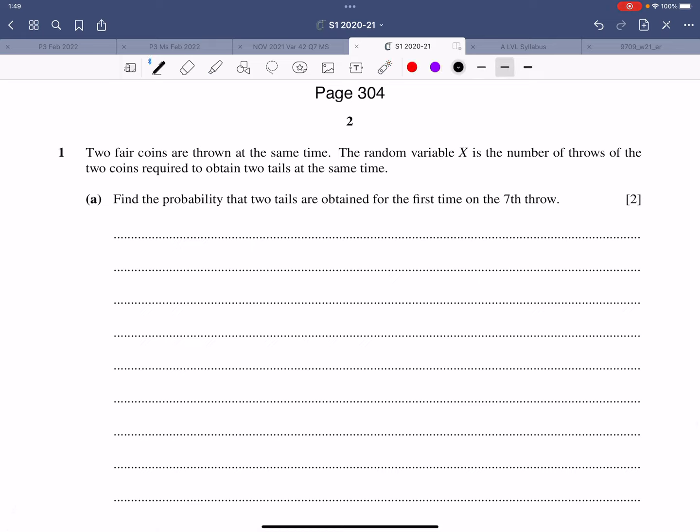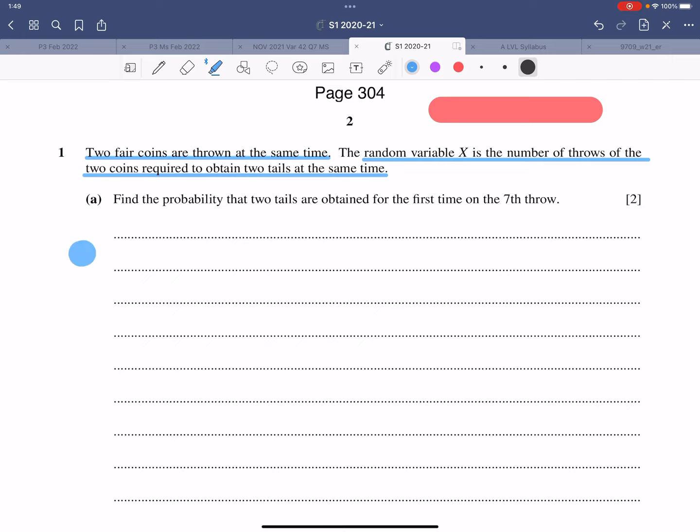The first question says, two fair coins are thrown at the same time. The random variable X is the number of throws of the two coins required to obtain two tails at the same time. So now, based upon this info that I got, let's first work this out.